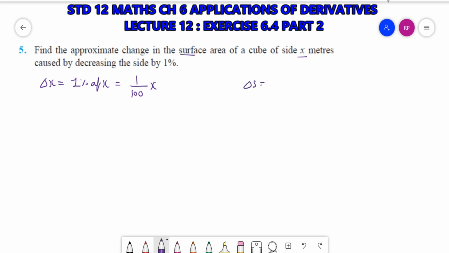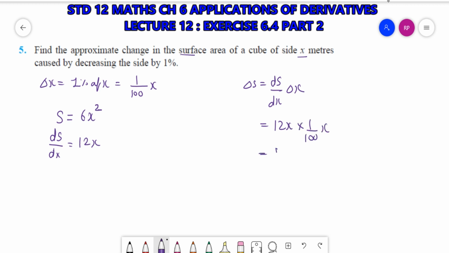So delta S will be equal to ds with respect to dx into delta x. The formula for surface area of a cube is 6L square. So ds by dx, I will write x because the side given here is x, is equal to 12x. Okay, so let's put it here. This will be equal to 12x into delta x, 1 by 100 x. This will be equal to 12 by 100 x square.